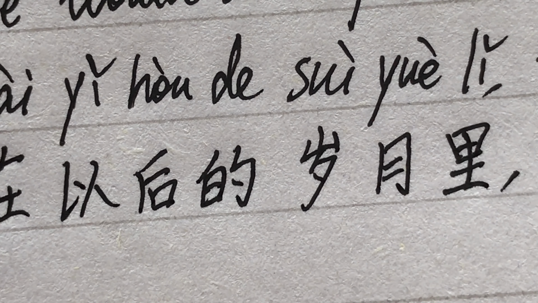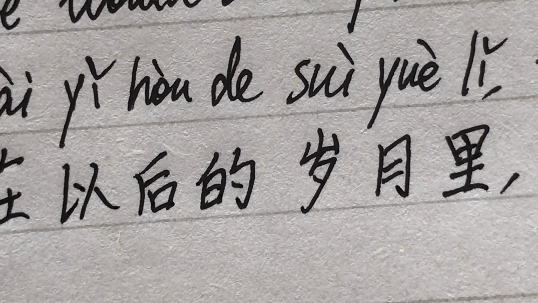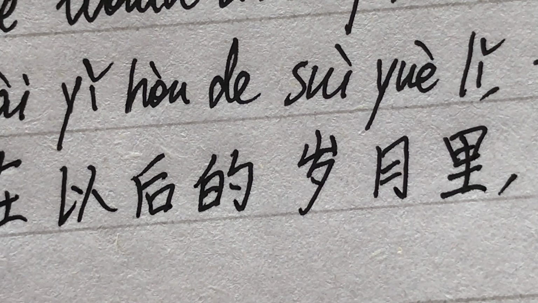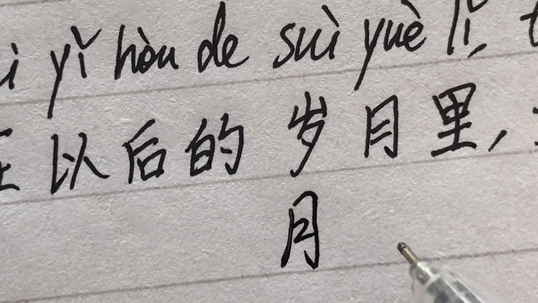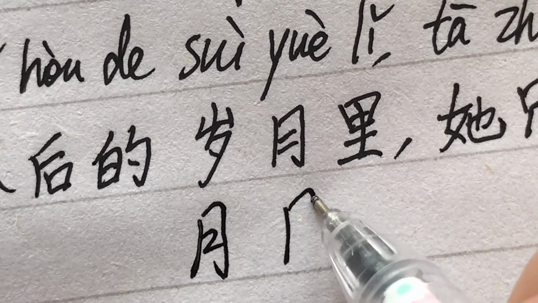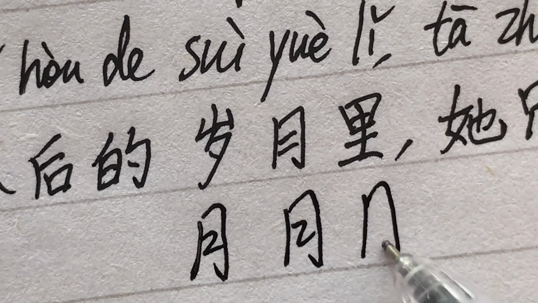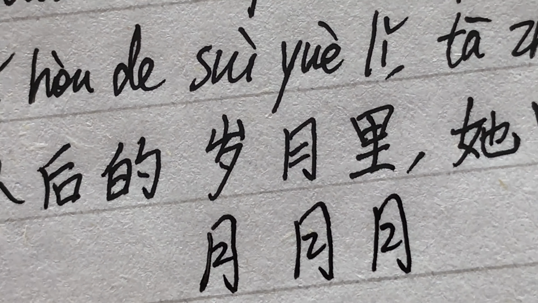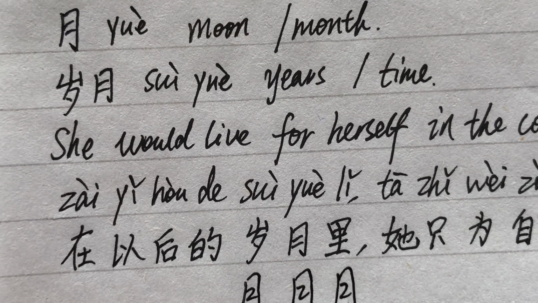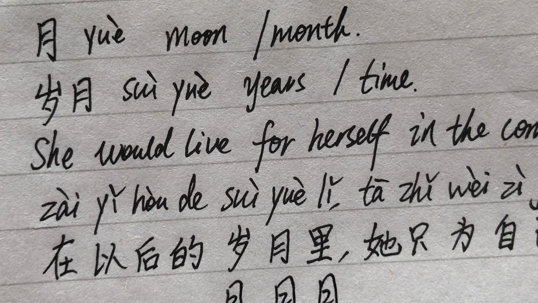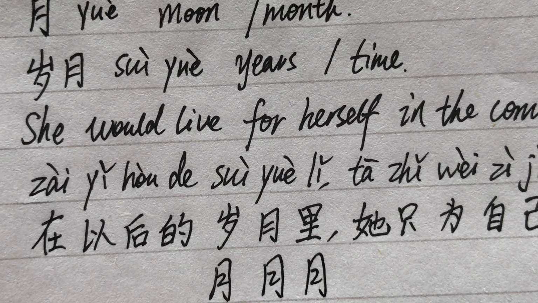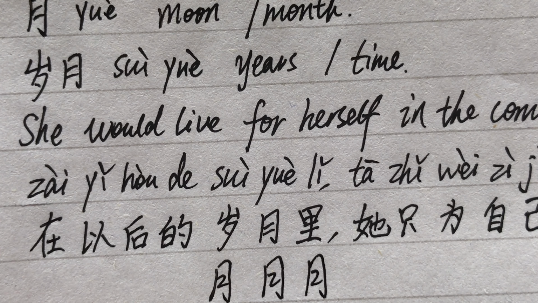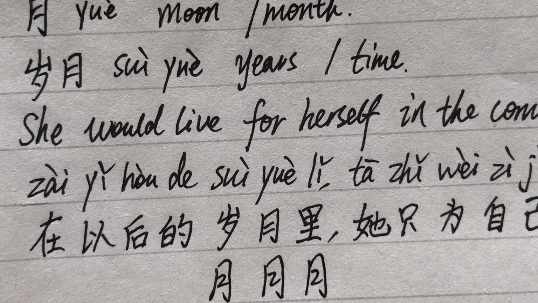在以后的岁月里，她只为自己而活。月 in cursive. 月 moon, month, 岁月 years, time. She would live for herself in the coming years.